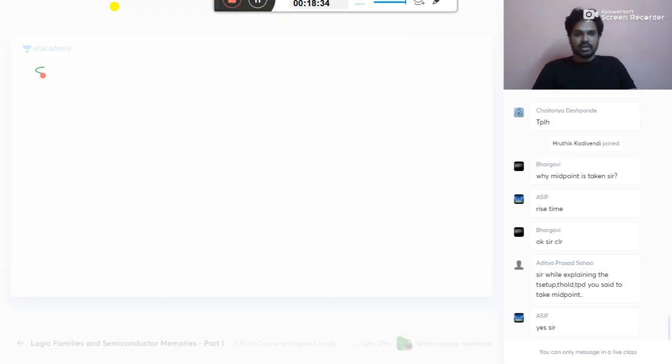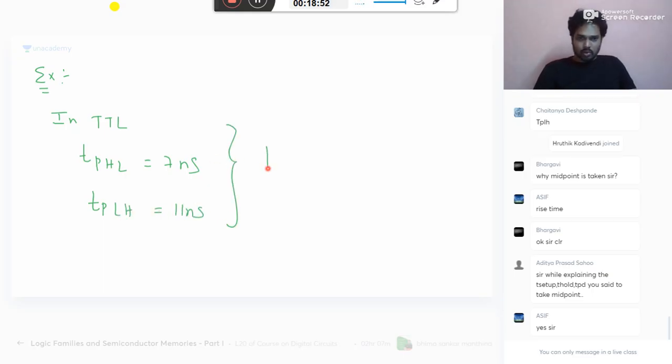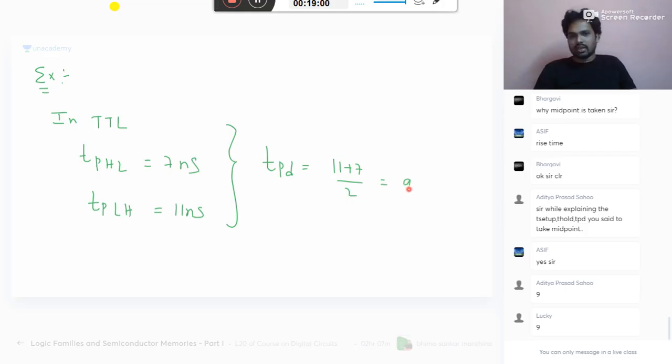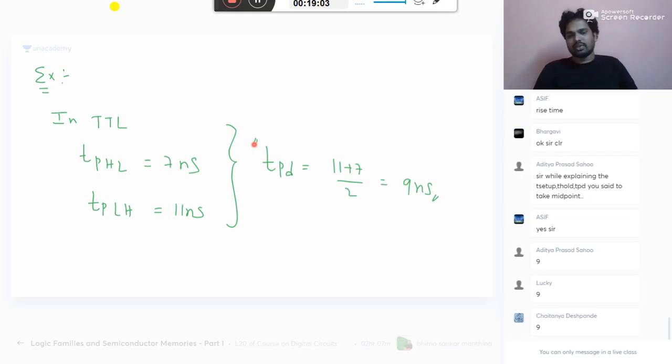Now, let me give you one practical example. In the TTL logic family, transistor logic family, propagation delay high to low is 7 nanoseconds. Propagation delay low to high is 11 nanoseconds. What is the propagation delay on an average? It is (11 plus 7) by 2, 18 by 2, 9 nanoseconds. This is the important specification. You need not remember it because they have not kept this detail in your syllabus right now. So generally, this is how you measure your TPD.